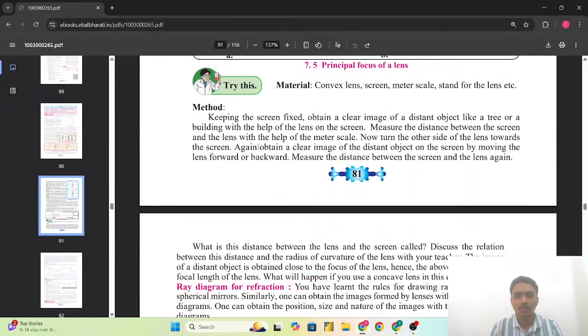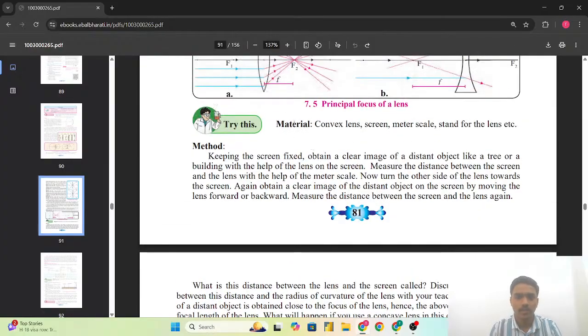So here an activity is given. Material: convex lens, screen, meter scale, stand for the lens, etc. Keep the screen fixed, obtain a clear image of a distant object like a tree or a building with the help of the lens on the screen. Measure the distance between the screen and the lens with the help of the meter scale. Now turn the other side of the lens towards the screen. Again obtain a clear image of the distant object on the screen by moving the lens forward and backward. Measure the distance between the screen and the lens again.